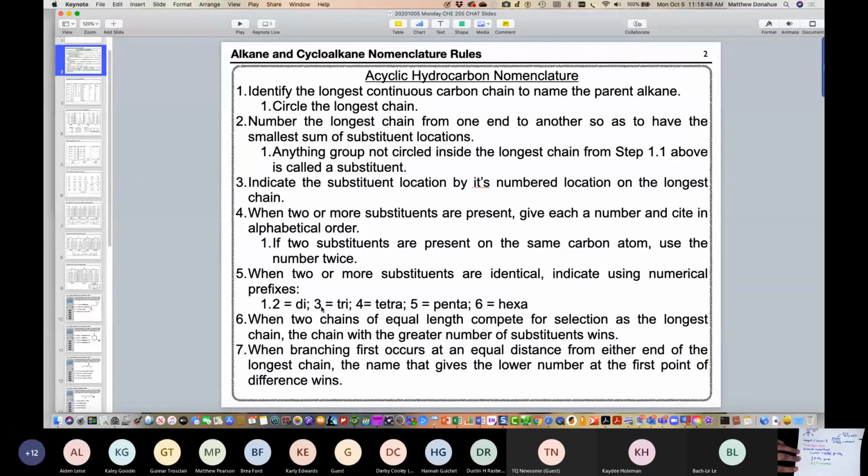So what we then do is put those substituents with the parent name. 2,2,7 trimethyl octane.